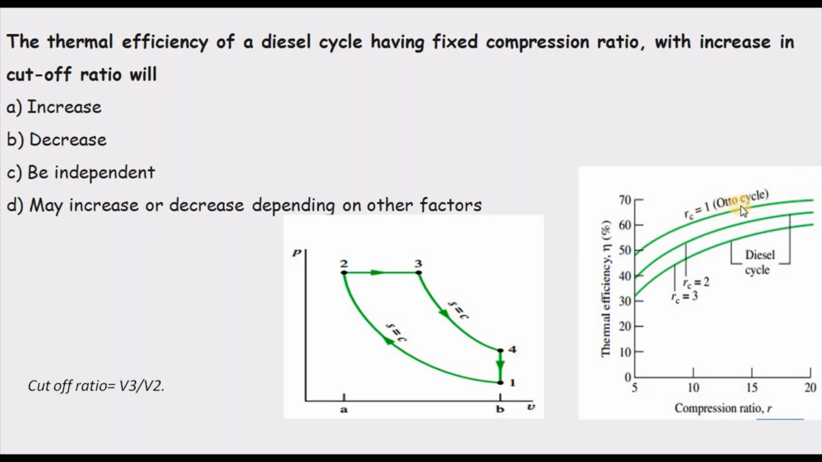So here you can see cutoff ratio is 1, here cutoff ratio is 2, here the cutoff ratio is 3, and for different compression ratios we are talking of. So if you can see over here at a particular compression ratio, when the cutoff ratio increases, the thermal efficiency decreases. That is, as the cutoff ratio increases, the thermal efficiency of the engine seems to be decreasing. So the correct answer will be B, decreasing.